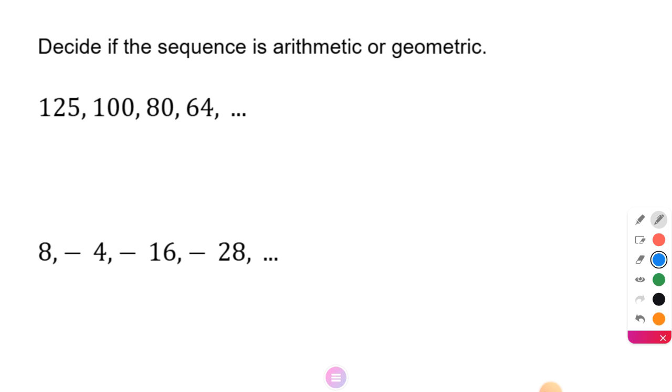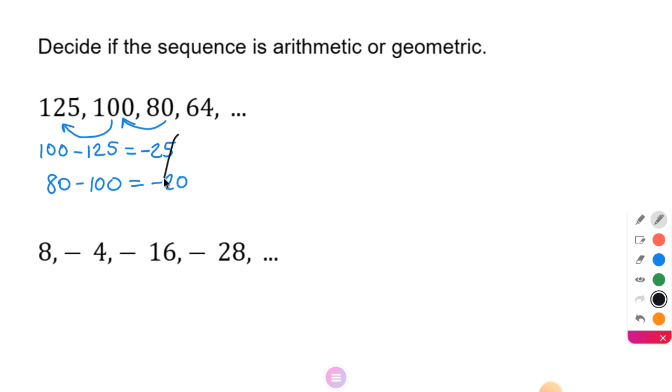All right, so first thing we need to do is decide if the sequence is arithmetic or geometric. So if something is arithmetic, we're thinking about adding or subtracting. So let's start subtracting here. 100 minus 125 is negative 25. 80 minus 100 is negative 20. All right, they're not the same, so it is not arithmetic. Let's try geometric. So now we're going to divide. 100 over 125, 80 over 100, and 64 over 80.